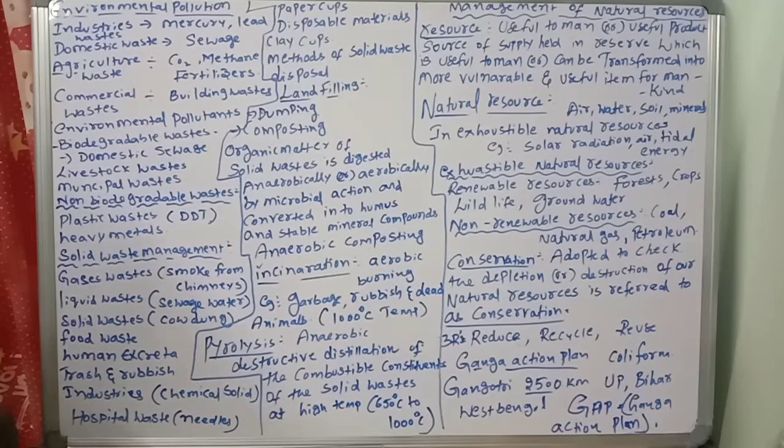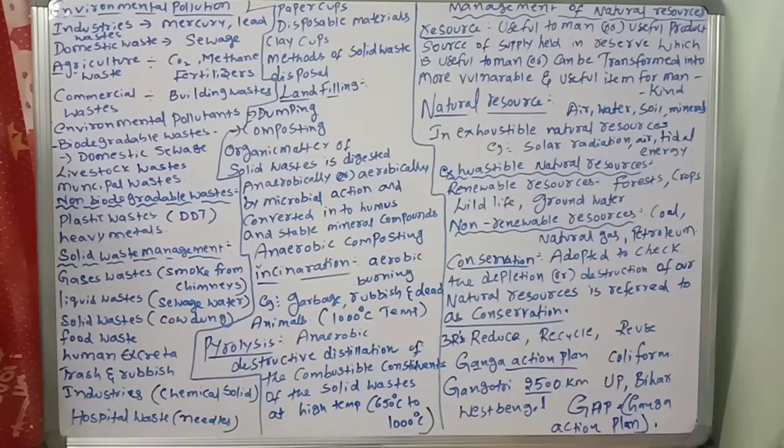So chemical energy and chemical constituents will come out. When you do it like this, anaerobic burning of combustible compounds, anaerobic burning or destructive distillation of the combustible constituents of the solid waste at high temperature, what are the final products? Chemical energy and chemical constituents will come. Destructive distillation of the combustible constituents of the solid waste. So that is called pyrolysis.